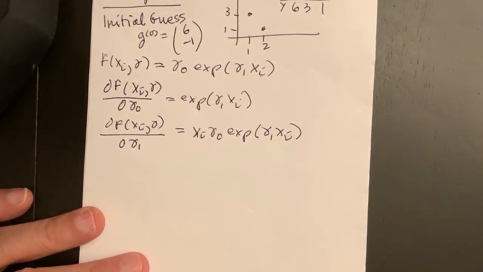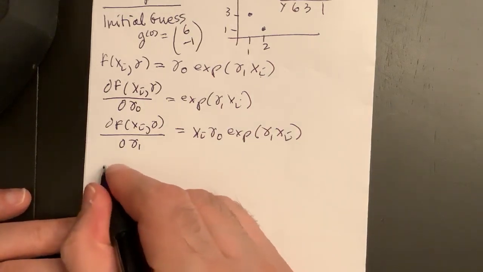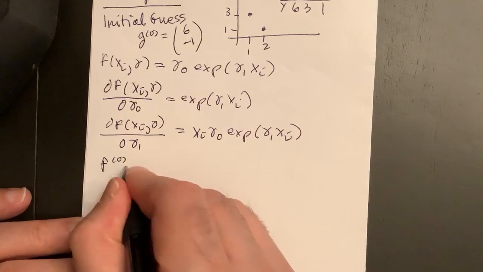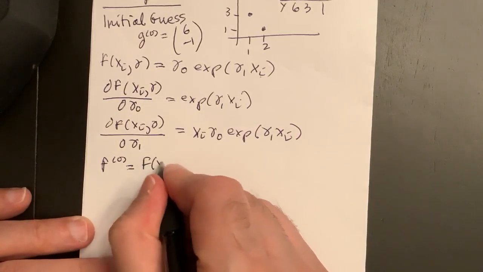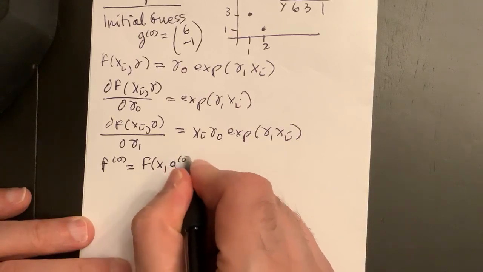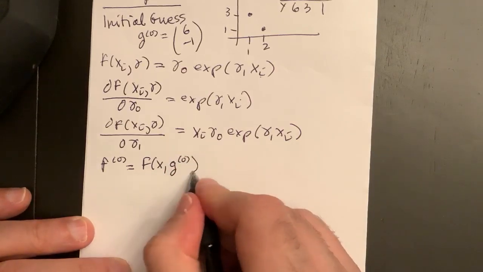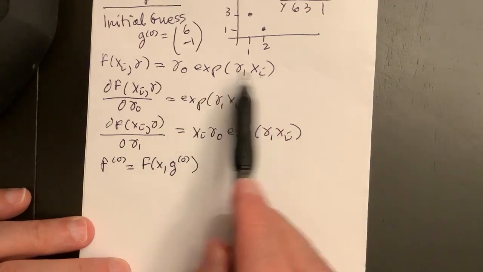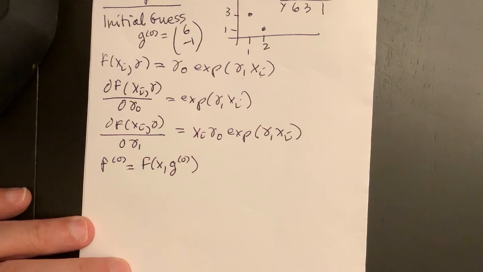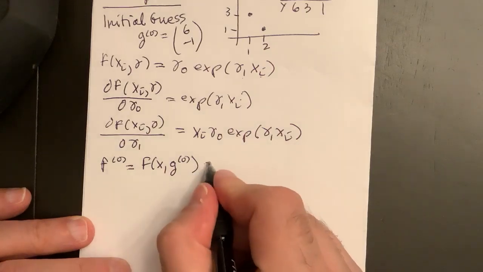Okay, so that's those two. Now it's time to use the guess. So we have f0, we're calling it, equal to f of xi, g0, and you'll see all these things make sense once you start. This just means that I want to compute this function only replacing the gammas with the g0s, and the xi's actually put in the numbers they are. So I get a vector here. I'll write it with commas here.